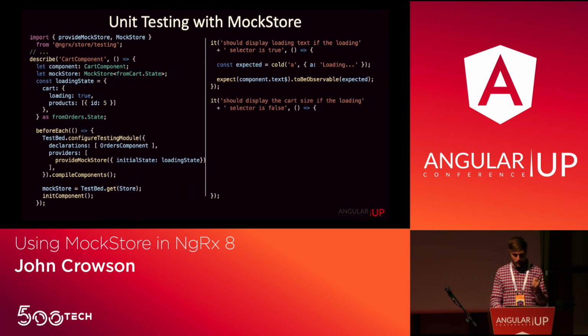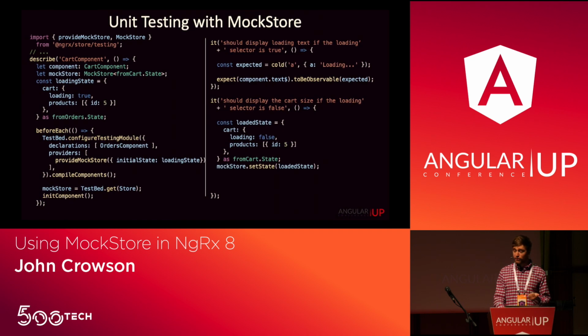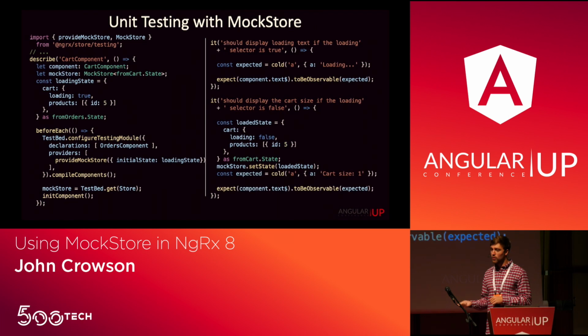For my second test, I want to verify that we're displaying the cart size if the loading selector is false. To do this, I need to condition a new state that I'm going to use. And in order to do that, I just create another fromCart state. This time, cart loading is going to be false, and my products array is just going to have one element. To set this new state for this test, I use the MockStore instance's setState method, passing in the new state that I want to use. And then I make the same assertion, this time asserting that the cart size of 1 is emitted from my text observable. So this is much simpler.